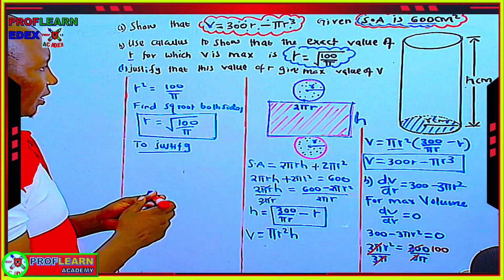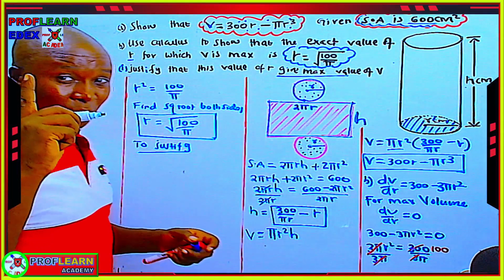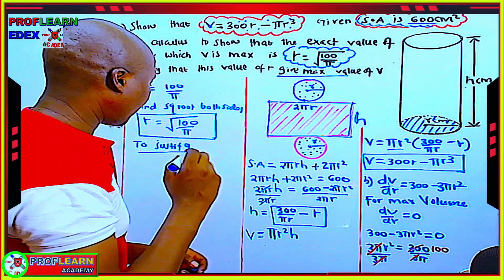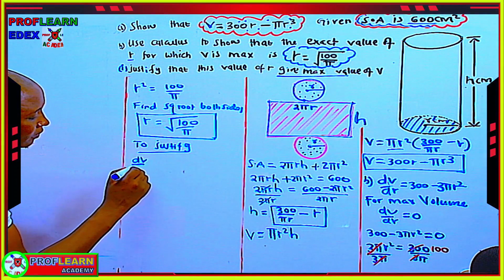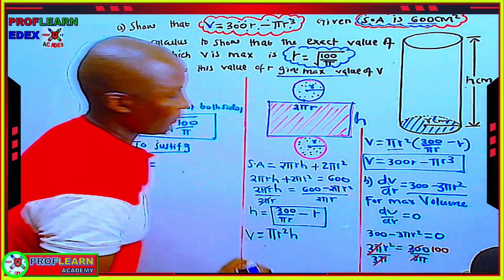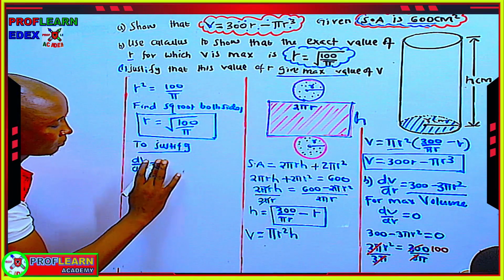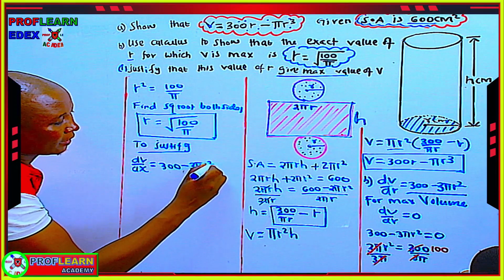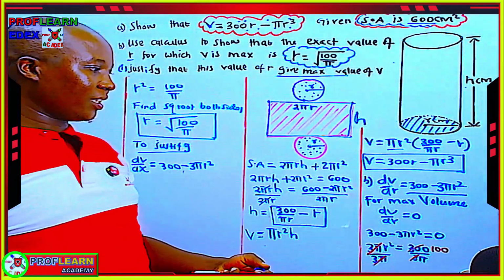If you get less than 0, it means that's the maximum volume. Now we need to justify that this r gives the maximum value. So we need to arrive at a point where we have d squared V over dr squared less than 0. Let's check whether that's true. Our gradient function, our dV/dr, is equivalent to what? This point here, which is going to be 300 minus 3 pi r squared. That is the gradient function, dV/dr.